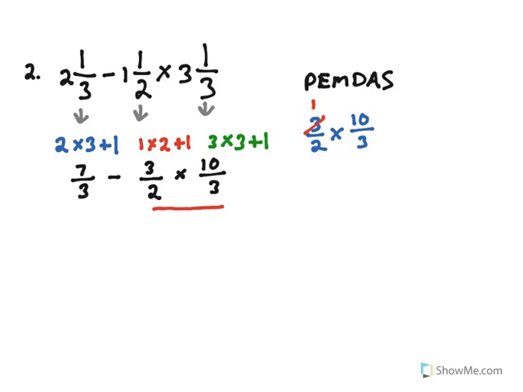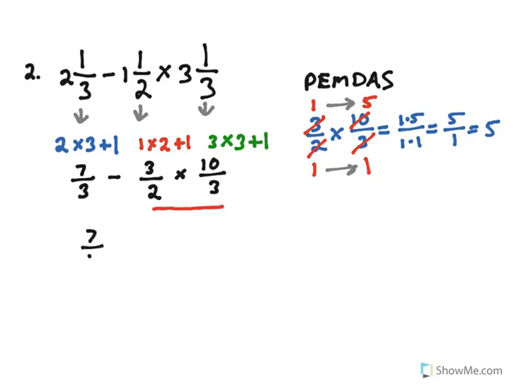Look at the 3's. 3 goes into 3 once, 3 goes into 3 once. So we can cross cancel the 3's. And then you can also cross cancel the 2 and the 10. Okay? So 2 divided by 2 is 1. 10 divided by 2 is 5. So now you just have 1 times 5 and 1 times 1. So the numbers are a lot smaller. Okay? So remember you have 1 times 5 over 1 times 1, which we all know is 5 over 1. 5 divided by 1 is just 5. Okay? So then you just have 7/3 take away 5. And we're going to write that as 5 over 1.